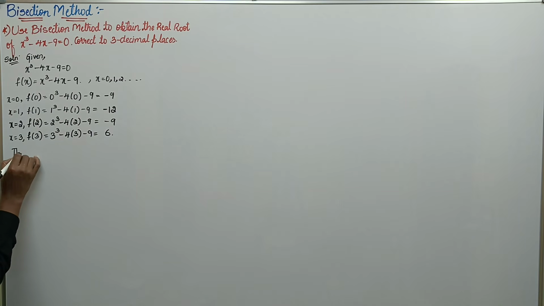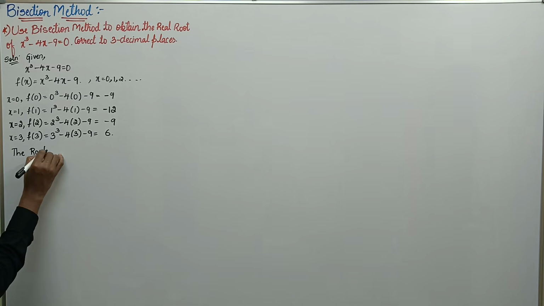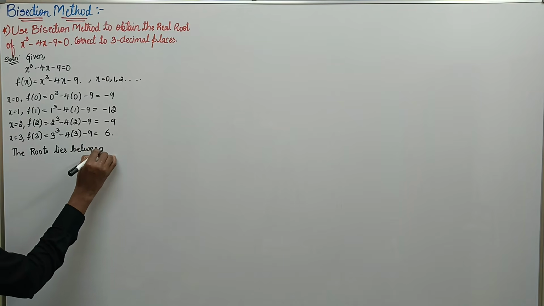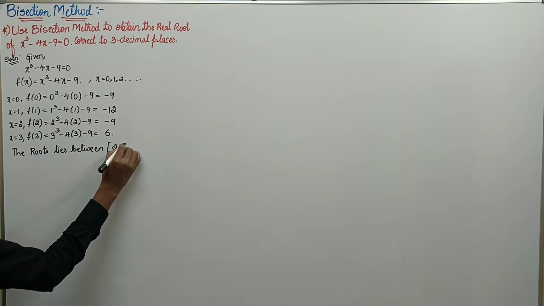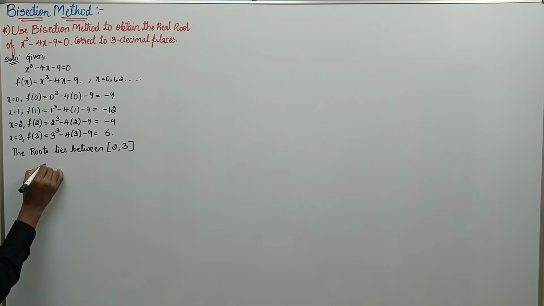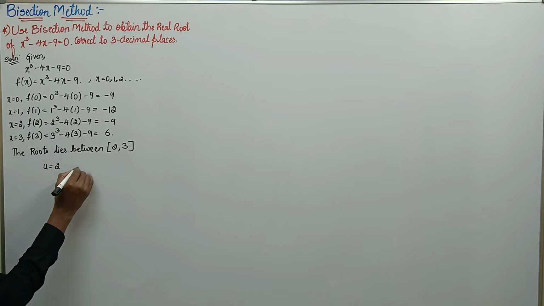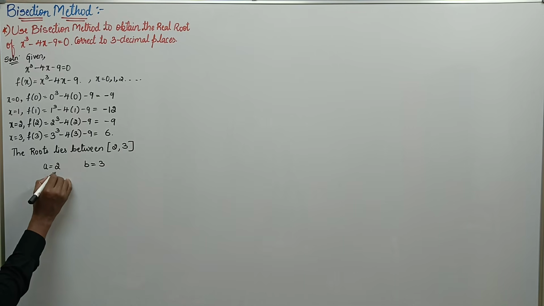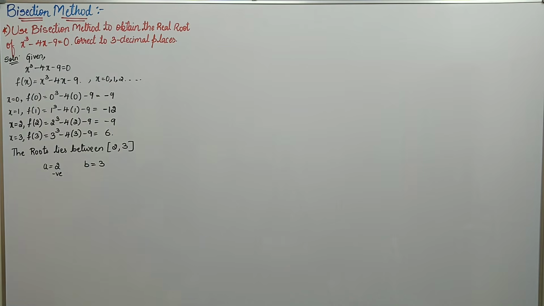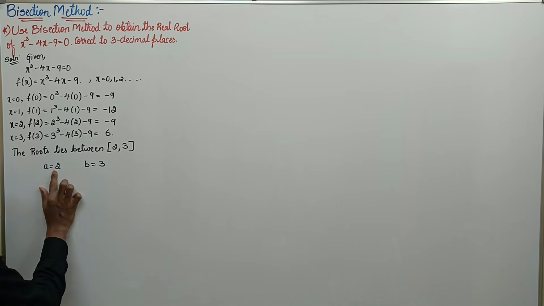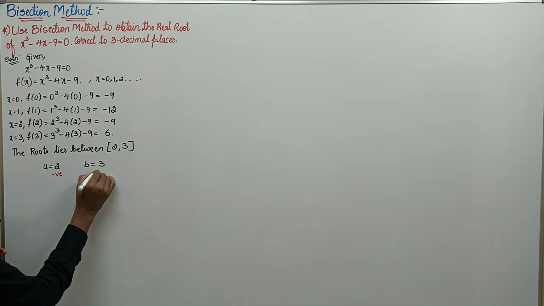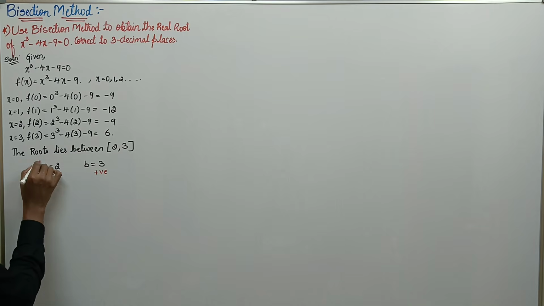Now the root lies between 2 comma 3, where 2 we represent as a and 3 we represent as b, where a is negative. Okay, represent it in red color so that it will be easy to analyze. a will be negative and b will be positive. Got the point? Yes.